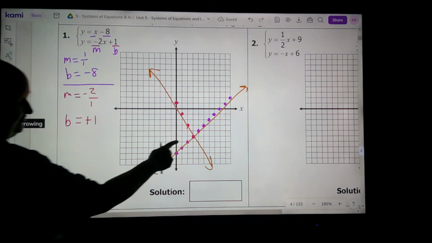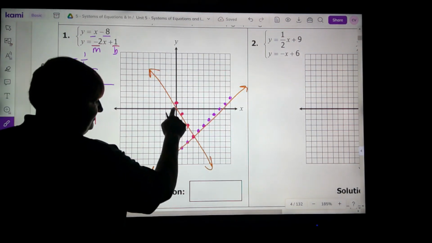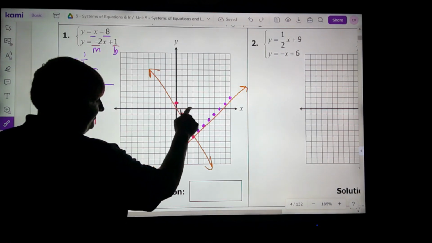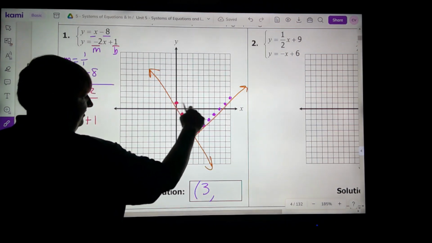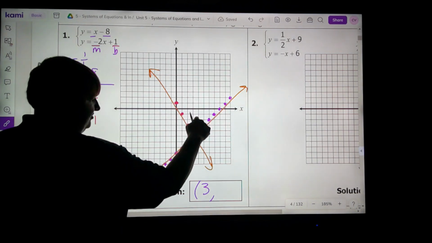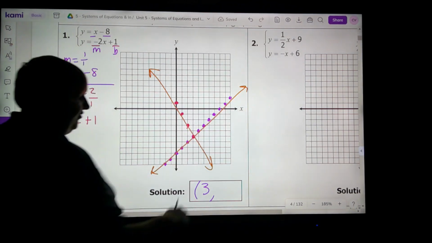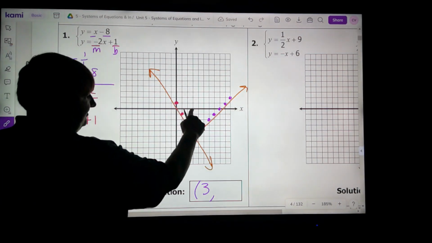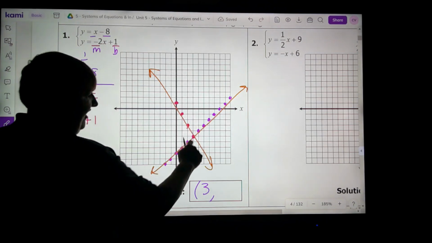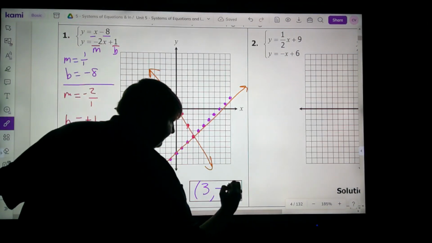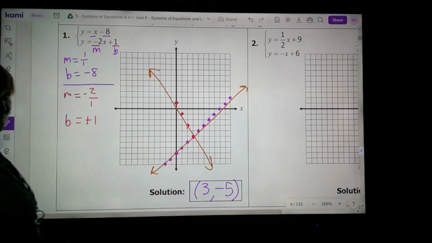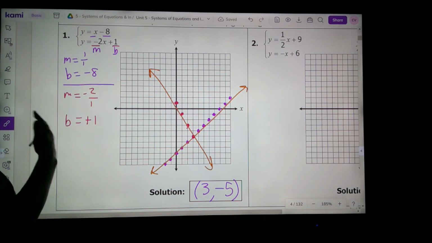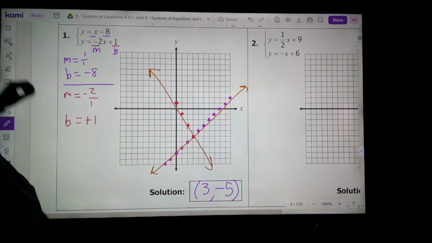Alright, so now I just have to figure out what this is. So it's the origin, positive 1, positive 2, positive 3. So we know it's 3, comma. Origin, down 1, down 2, down 3, down 4. We went, no, that's not right. Down 1, 2, 3, 4, 5. We went down 5. So that is my solution. That is where the lines will intersect. We're trying to figure out, using a graph, where the lines are going to intersect.